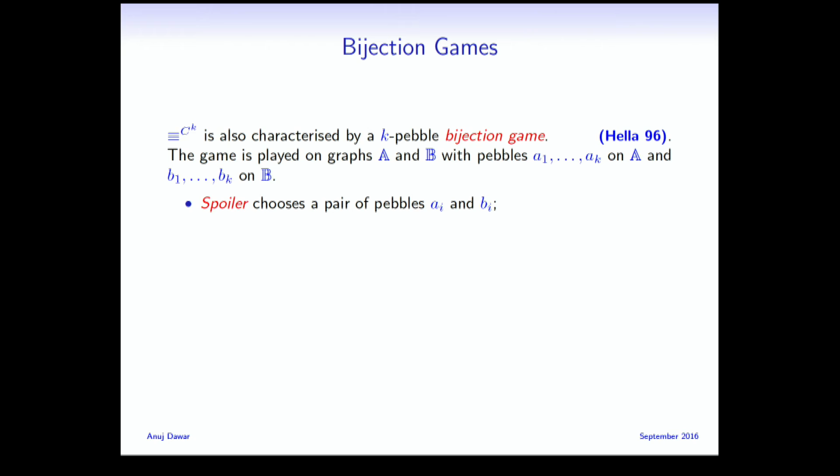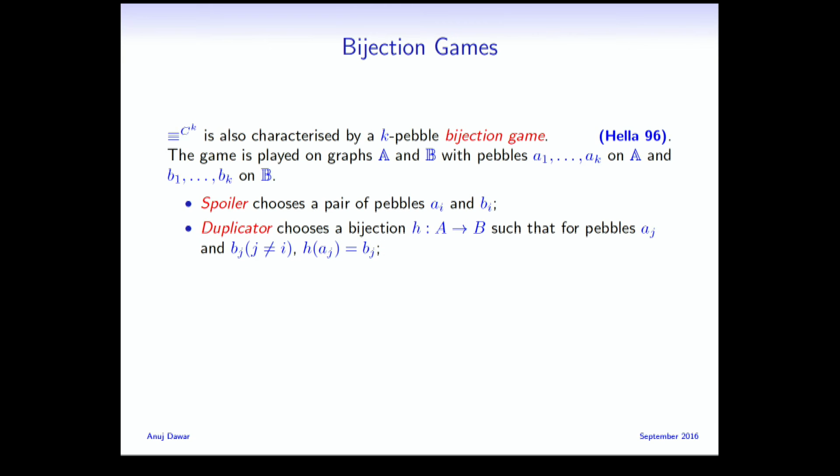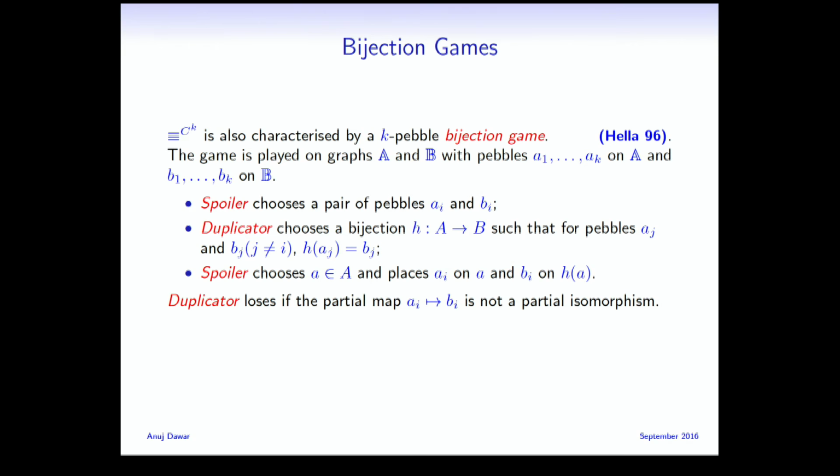Again, spoiler chooses I, the pebbles that are going to move. And duplicator has to respond by giving a bijection between the two structures. In some sense, basically stating for every possible move what the response will be in one go. And the bijection has to respect the positions that are already pebbled. So for everything other than I, the currently pebbled position is respected by this bijection. Spoiler then chooses some element of the structure, and the pebbles go on that element and its image under the bijection. Okay? And if this is not a partial isomorphism, duplicator loses.